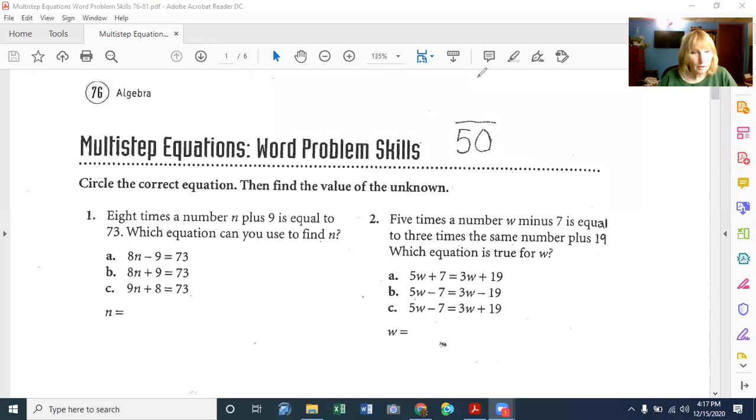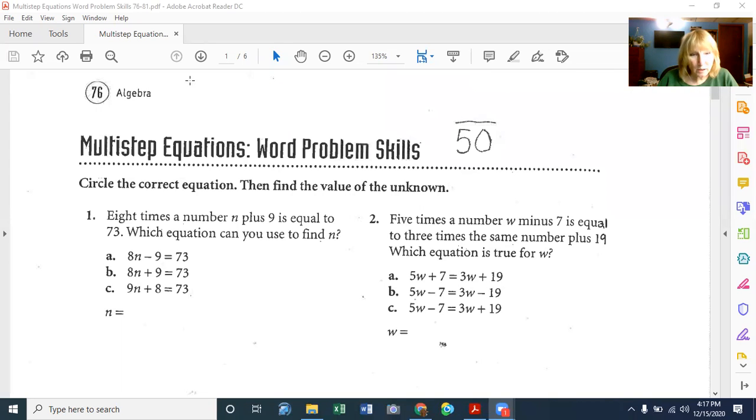Hi, this is packet 76 to 81. This is multi-step word problems, and let's begin. Okay, this is page 76. So if you need to pause and get your packet, feel free to do that.